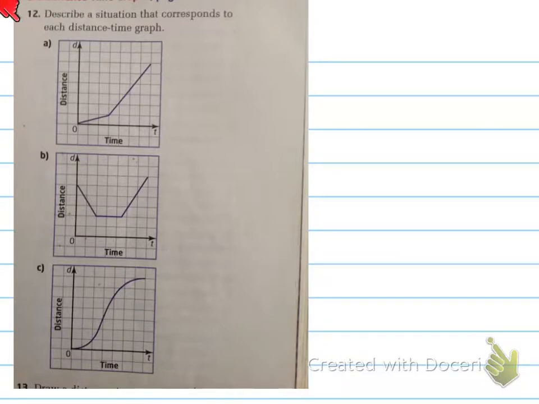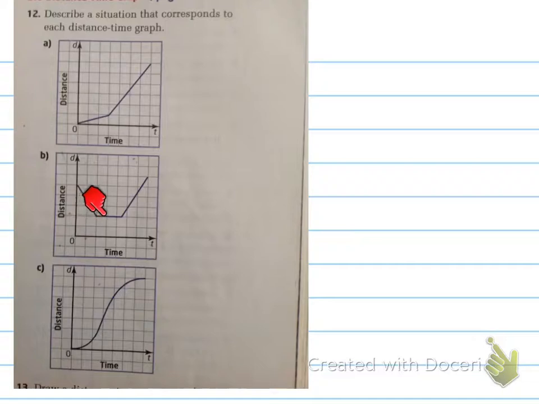Describe a situation that corresponds to each distance time graph. So, here's an example. You move away from home and you travel at a slow, steady speed, and then you've increased your speed and you move at a fast, steady speed. You're moving away from the sensor. In this case, you're moving closer to the sensor at a steady speed.